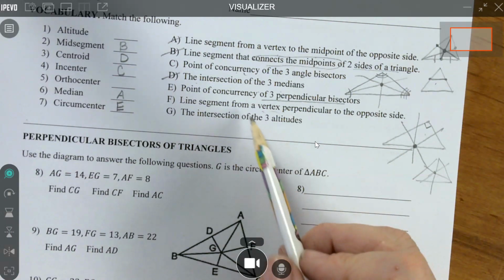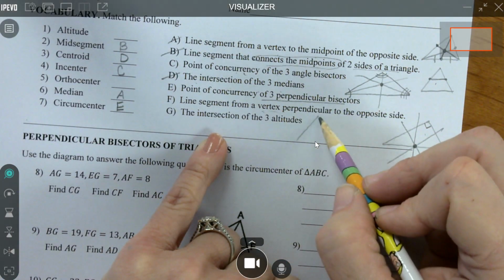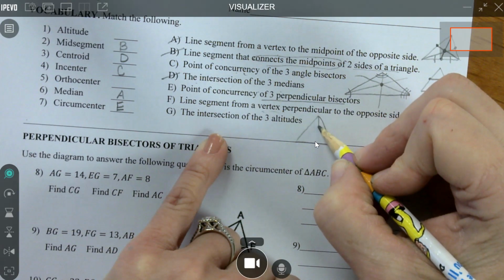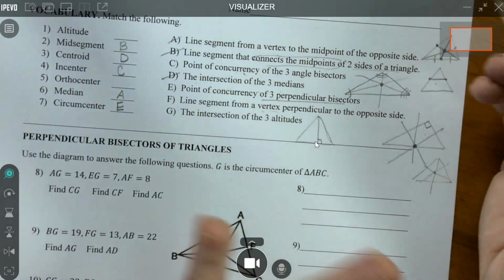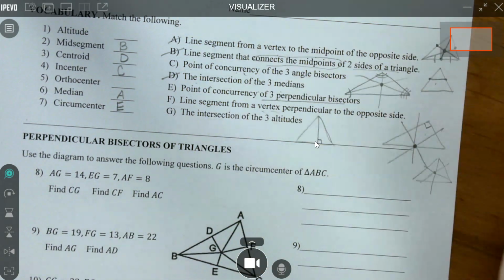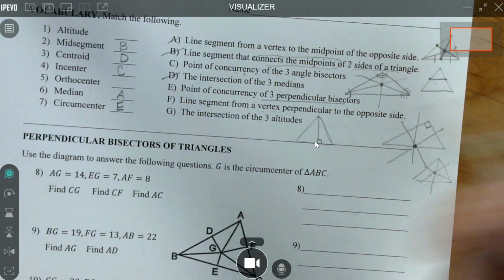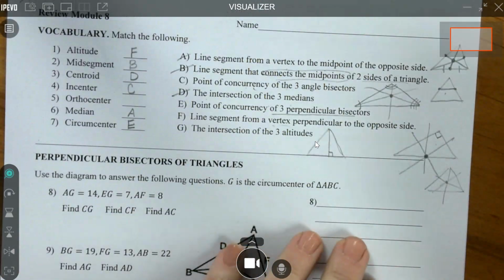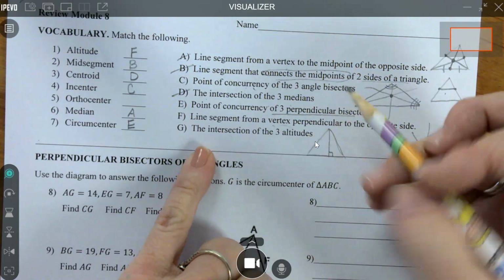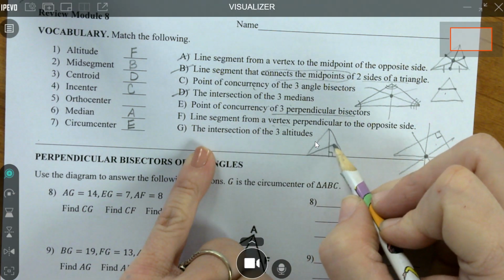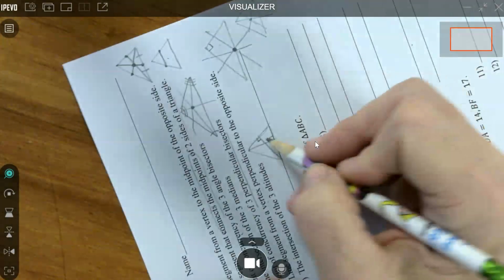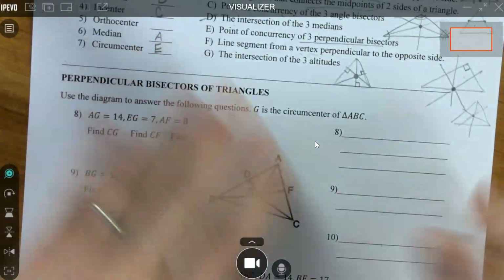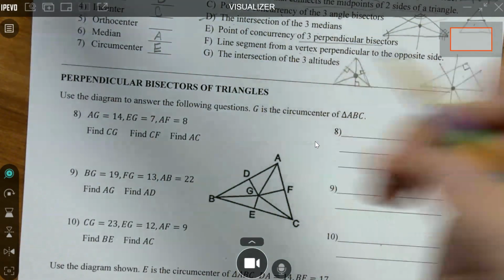Okay, next, a line segment from a vertex perpendicular to the opposite side. All right, so vertex, and I just want it to be perpendicular. It's not cutting anything in half, all right, just perpendicular. This is an altitude, all right, so that would be number 1. And then the final intersection of 3 altitudes. Okay, and again, we're just wanting perpendicular sides. Okay, so where these 3 perpendicular altitudes come together is an orthocenter.